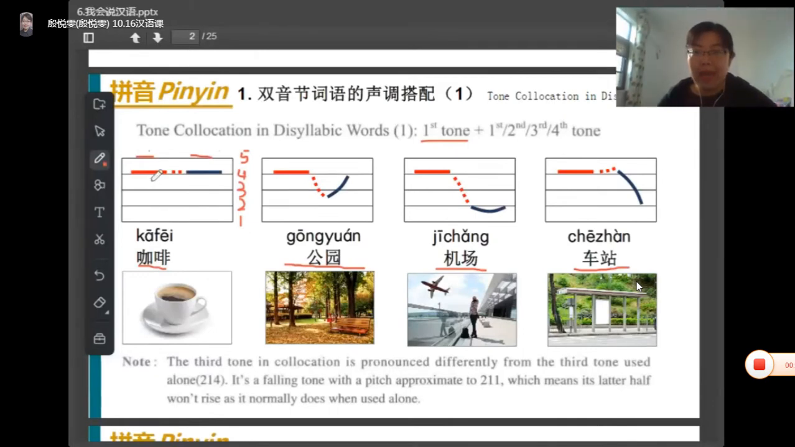咖啡. And then 公园, this syllable 园 is the second tone, right? The second tone, before we learned, is 3 to 5, 3-5, right? But now it's a little lower than 3. So please read it. 公园.